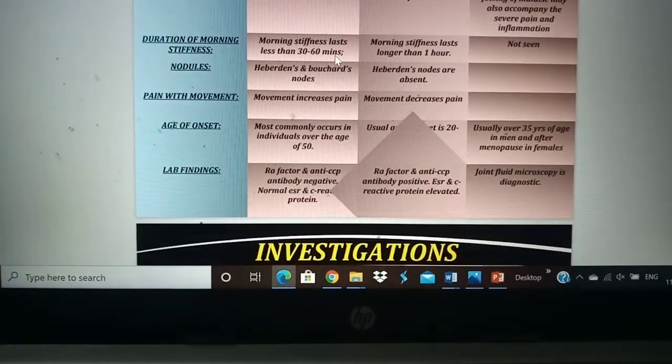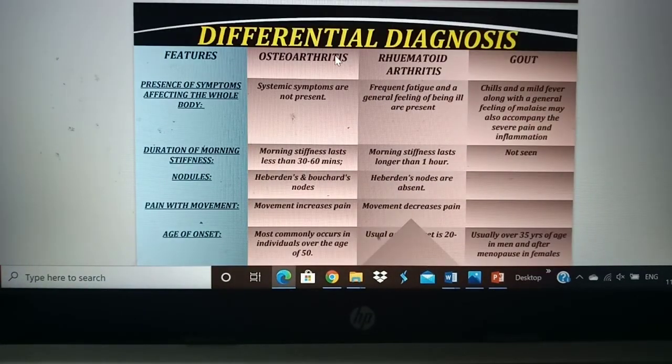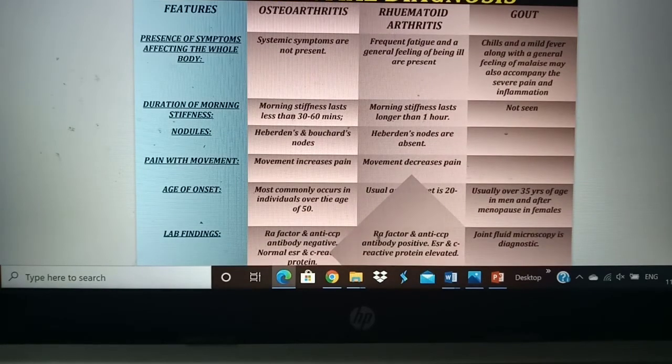So what are the differential diagnoses? How do we differentiate osteoarthritis from other types of arthritis? The common arthritis that people suffer from are rheumatoid arthritis and gout. Based on the symptoms, in osteoarthritis, systemic symptoms are not present. Only in the joint which is affected there are symptoms. But in gout and RA, there are symptoms in other areas.